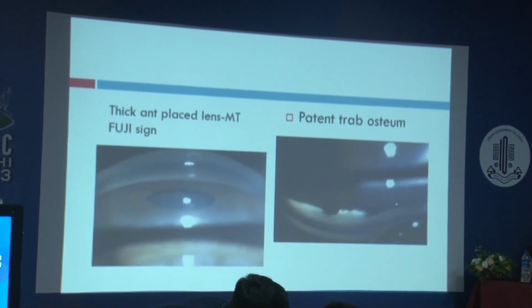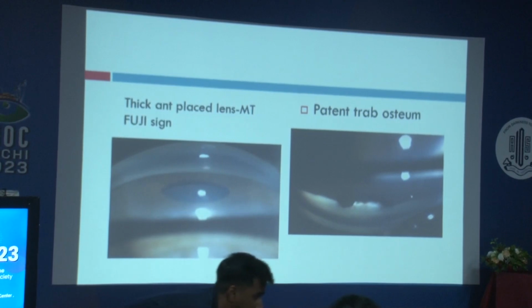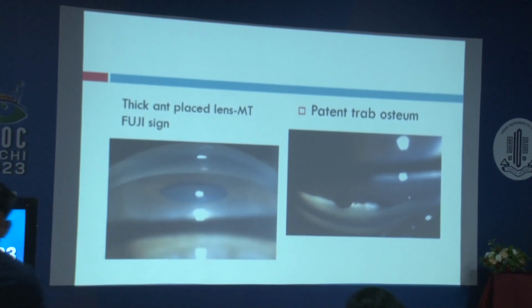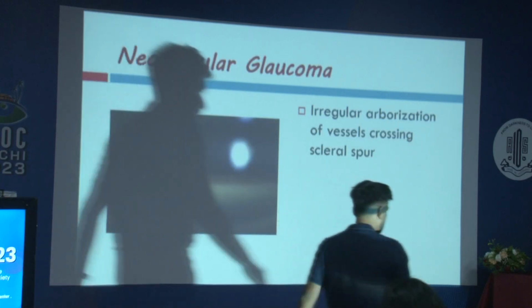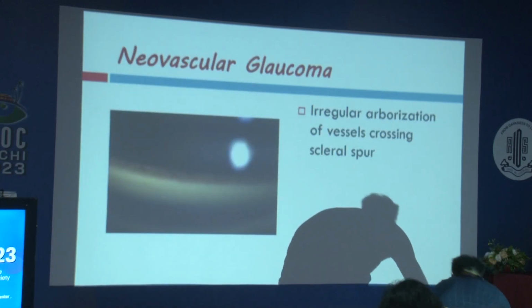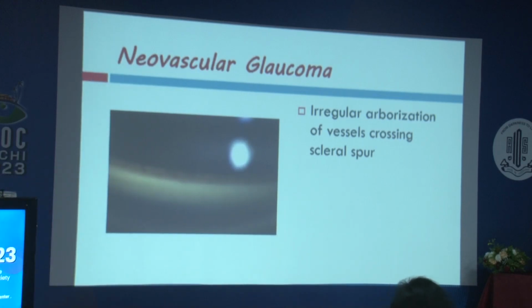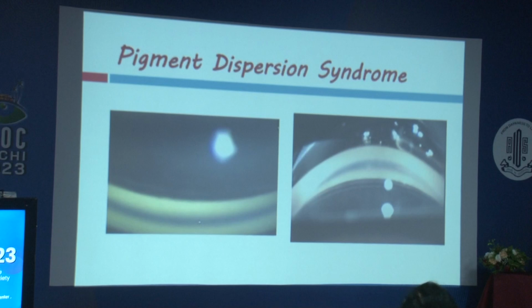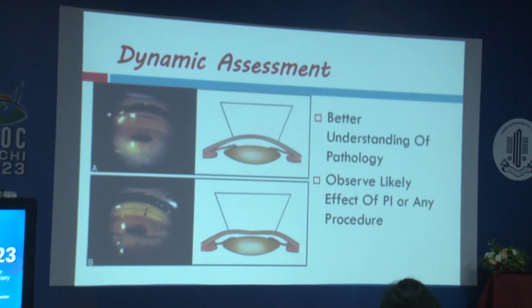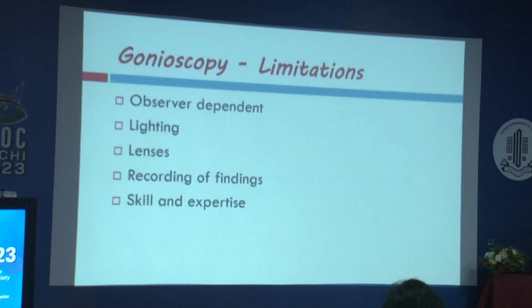With gonioscopy you can tell whether the trabecular ostium is patent or not, a thick anteriorly placed lens, or any irregular arborization of vessels crossing the scleral spur, whether they are new vessels or not, and pigment dispersion syndrome. With gonioscopy, you can do dynamic assessment and have a better understanding of pathology, and you can observe the likely effect of PI or any procedure.